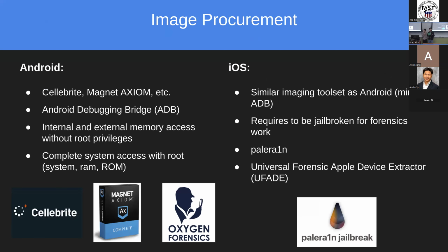So first off, we have to procure something called an image. An image is basically an original copy of a logical/physical storage device. That could be any type of storage device, such as a flash drive, an SD card, or hard disk for PCs. But for mobile devices, we want to extract an image off of the device's internal memory/SD card. And so for Android, we can use tools like Cellebrite, Magnet Axiom, and some other tools that are pretty standard in the industry.